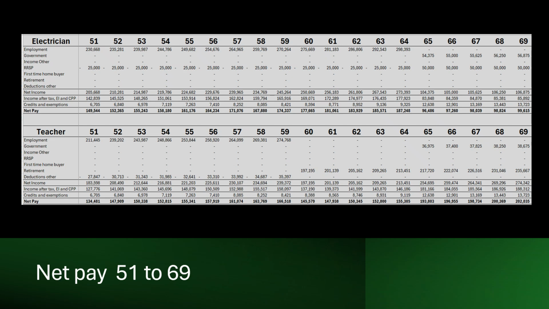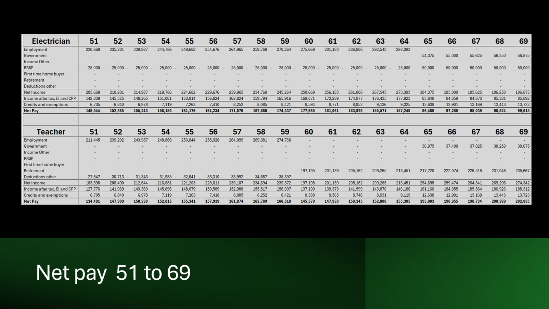TFSA assets complement this strategy by providing tax-free liquidity for larger discretionary purchases, ensuring that RRSP withdrawals remain stable and tax-efficient. This combined RRSP-TFSA approach provides predictable income and continues to support lifestyle needs throughout the retirement period shown in the projections. The teacher retires at age 60 after 37 years of pensionable service. This results in a substantial defined benefit pension that replaces a significant portion of pre-retirement earnings, as reflected in the steady income stream beginning at age 60 in the spreadsheet.